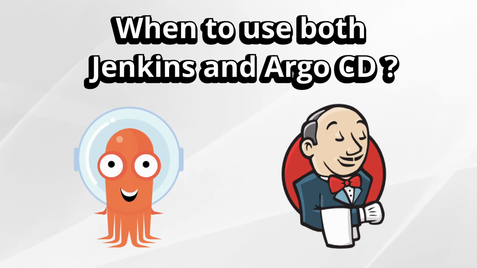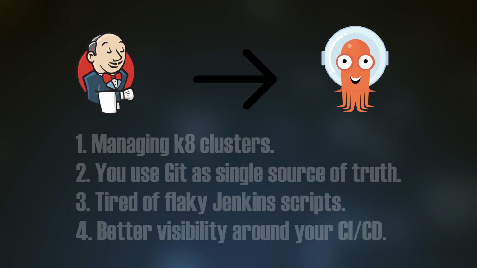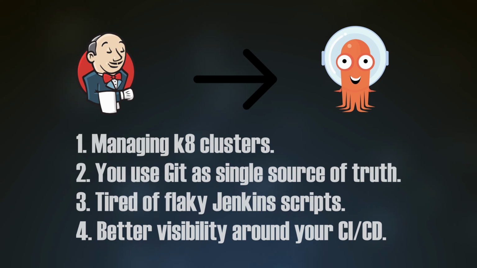So when should you move from Jenkins only to Jenkins plus ArgoCD? I think you should consider it when you're managing Kubernetes clusters, you want Git as your single source of truth for deployment, you are tired of flaky kubectl scripts in Jenkins, you need visibility into what's actually running and why, and your team is adopting GitOps practices.